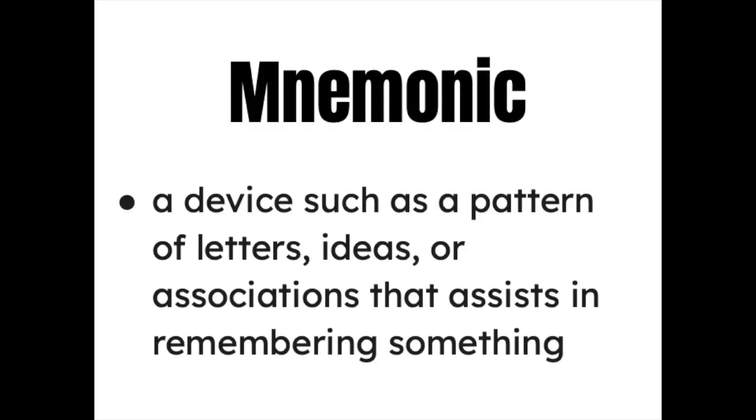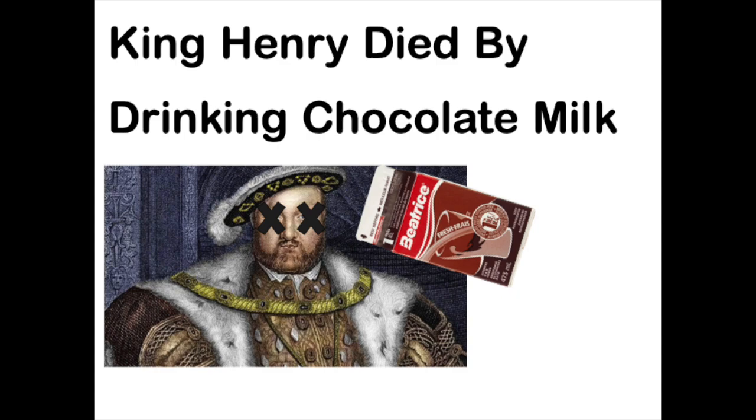Next, we'll discuss a mnemonic device that will help us remember the metric prefixes. A mnemonic device is a device such as a pattern of letters, ideas, or associations that assists in remembering something. To remember the metric prefixes, try to memorize this silly sentence. King Henry died by drinking chocolate milk.